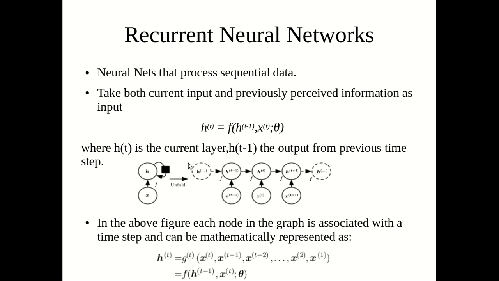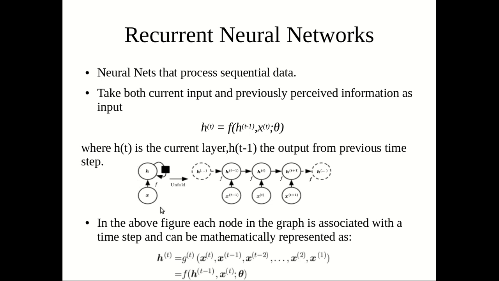A hidden state in an RNN is represented using this equation: h of t, the current time step, where f is an activation function which is applied on an affine transformation of the output from the previous time step, h of t minus 1, and the input from the current time step, and theta is a set of parameters which is used for the affine transformation.